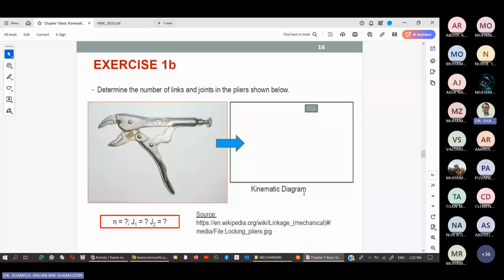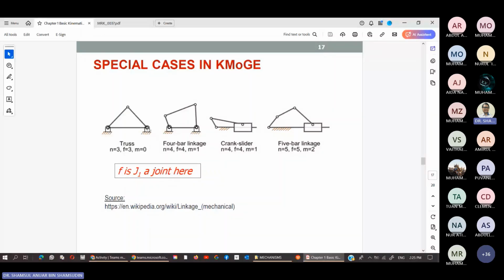Okay, let's take a look at these so-called special cases. If you have this triangle, each are independent links, but they are bolted, fixed or connected with a pin. Here we have n is 3, and this is actually j1. This is from Wikipedia, so I will label this as j1.